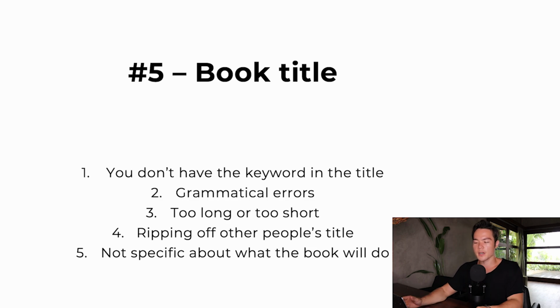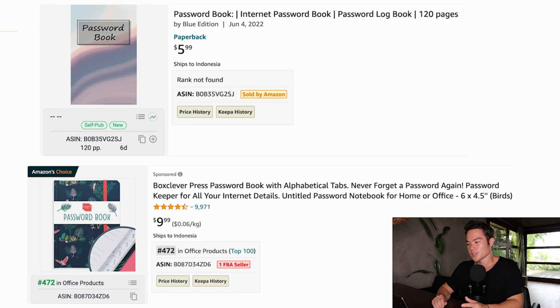If your book title is ripping off other people's titles, then obviously you're just going to collect a bunch of negative reviews. So you always want to be unique in terms of your book title. And if your book title is very vague and it doesn't really tell you what it is about, then that's another possible reason why you're missing out on sales. You want to be very clear on what the book is about. So this is just an example.